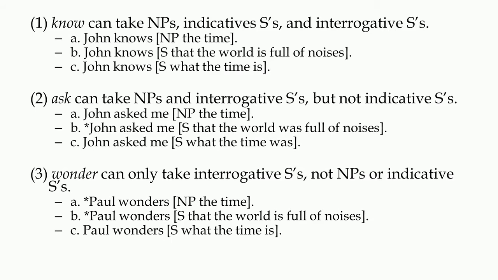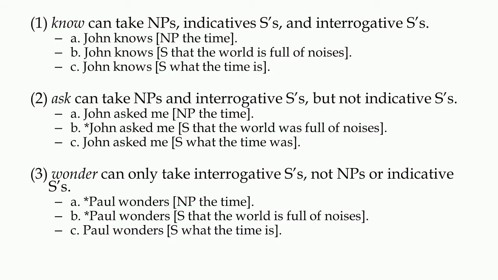We can also say John asked me what the time was. So, a simple NP and an interrogative sentence both are okay, but example B, John asked me that the world was full of noises, is not a grammatical sentence because the verb ask does not take an indicative sentence as its object. In this case, as we have seen before, that the world was full of noises is an example of an indicative sentence.